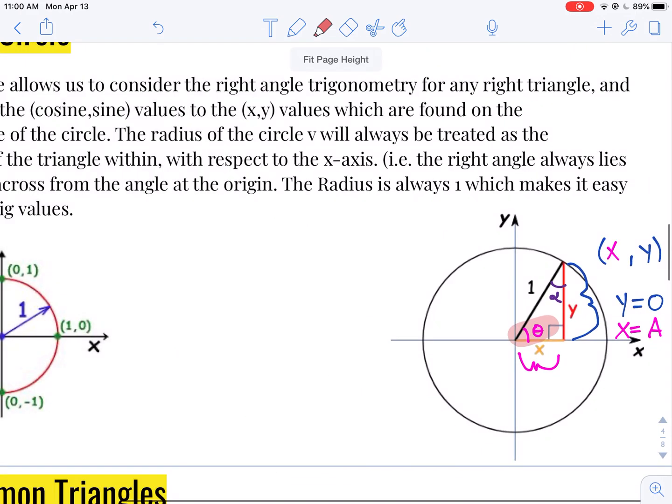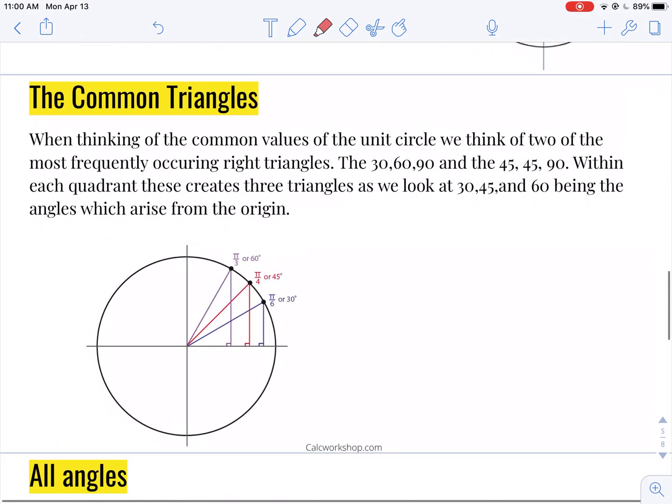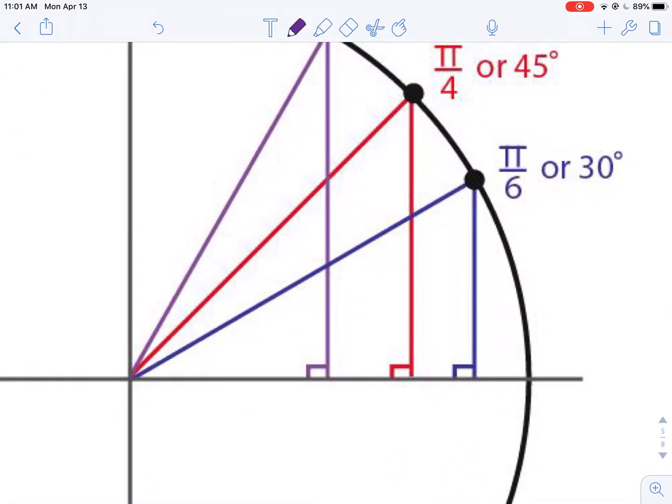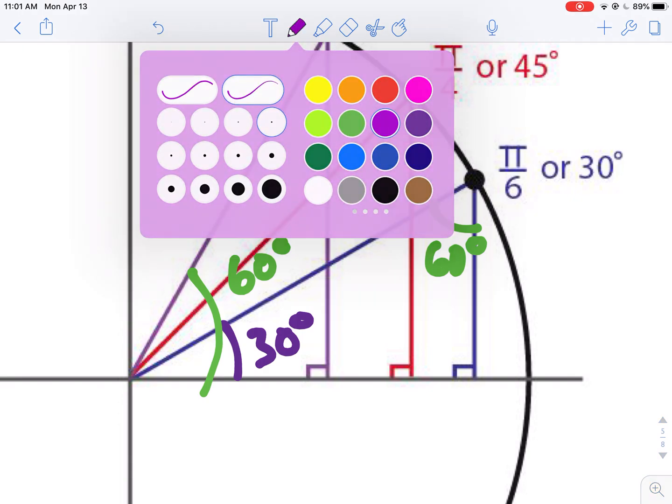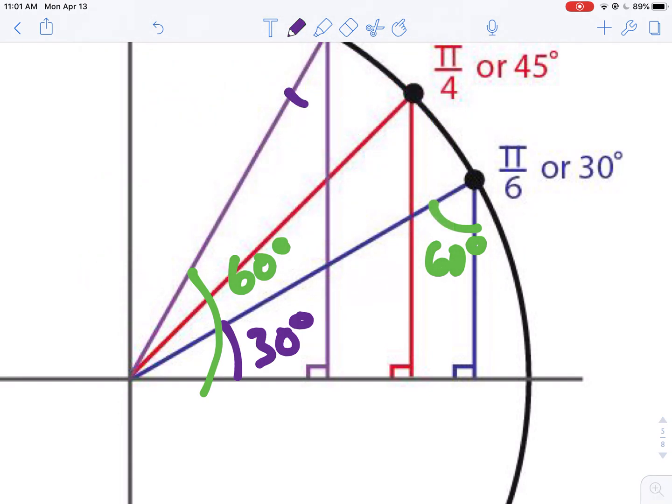All right, so let's start thinking about this. There are two very common right triangles, the 30-60-90 and the 45-45-90. And this actually allows us to look at three triangles within each coordinate, or within each quadrant. One is going to have my 30-degree angle here. So when I'm talking about theta, this will be my 30 degrees, and up here will be that alpha value, but this will be 60 degrees. The other 30-60-90, I'll have that 60 degrees in the origin, and then I'll have my 30 degrees up here.